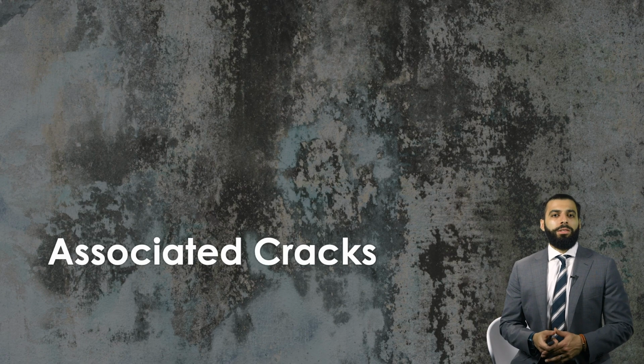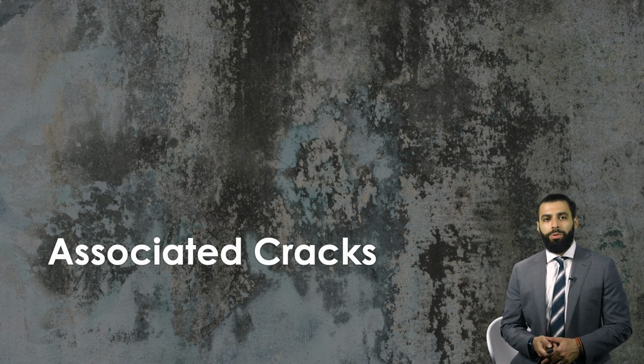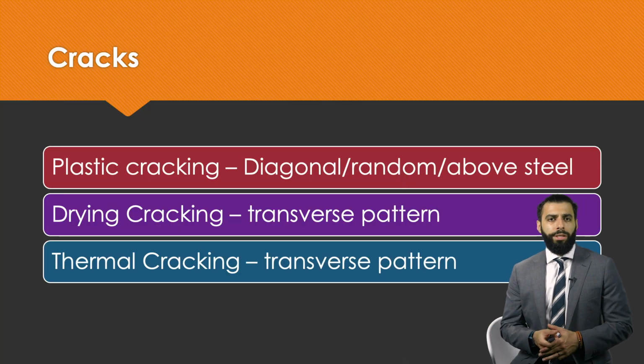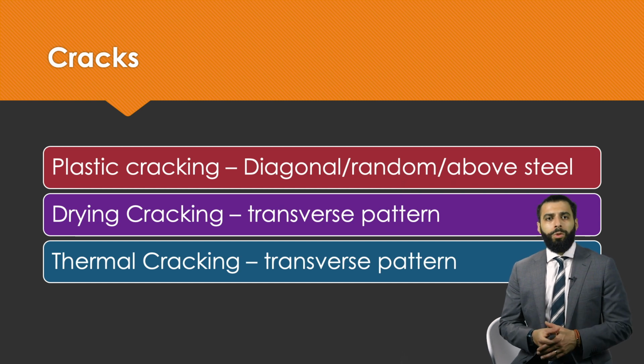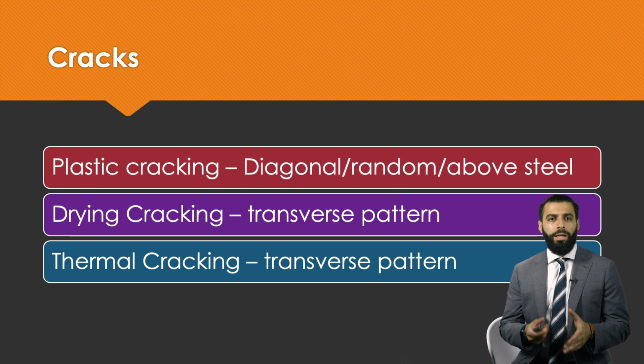Some of the cracks that are associated with physical defects, you can see three of them. These were cracks that we talked about in a previous video. So you have plastic cracking. You can tell that it's plastic cracking by looking at the pattern. So if it's diagonal or if it's above the reinforcement, then it is plastic cracking. If it's drying cracking, then you're going to get a transverse pattern. Likewise with thermal cracking, it's a transverse pattern.